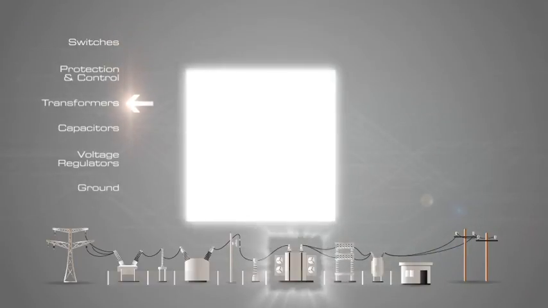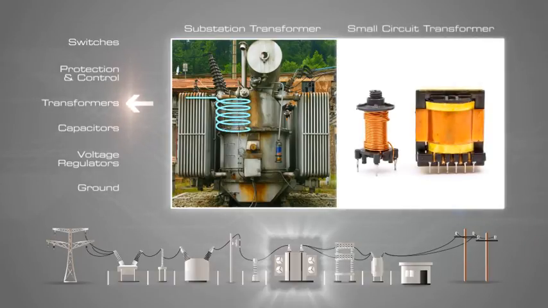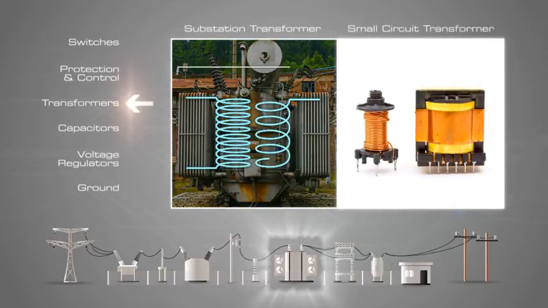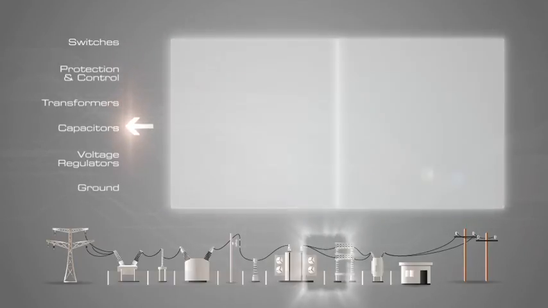A transformer is a device that transfers electrical energy from one circuit to another through inductively coupled conductors, the transformer's coils. A varying current in the first or primary winding creates a varying magnetic flux in the transformer's core, and thus a varying magnetic field through the secondary winding. This varying magnetic field induces a varying electromotive force or voltage in the secondary winding. This effect is called inductive coupling.